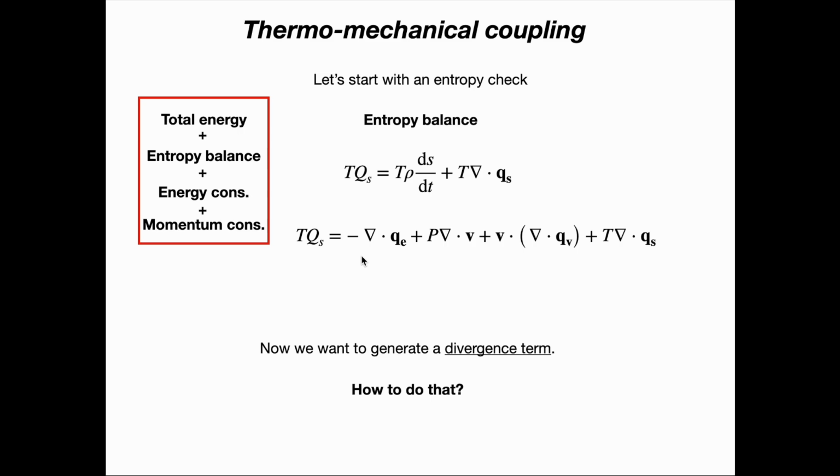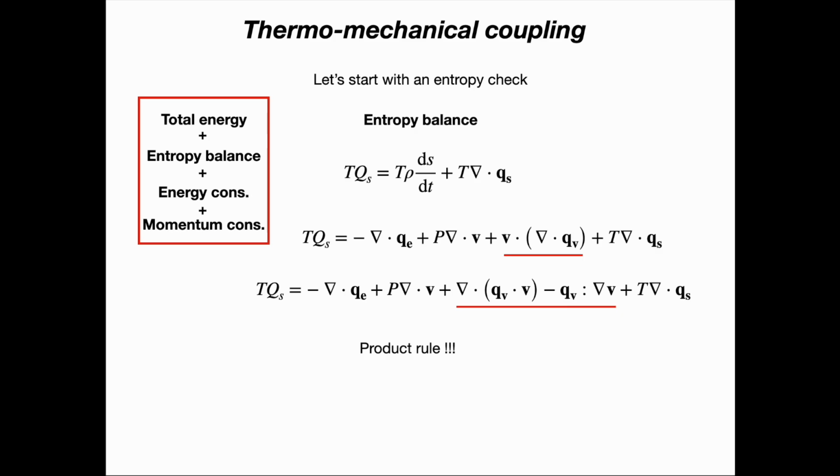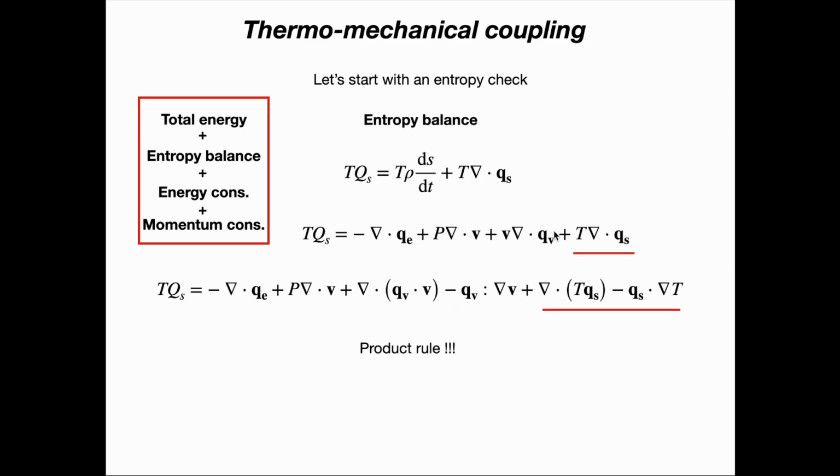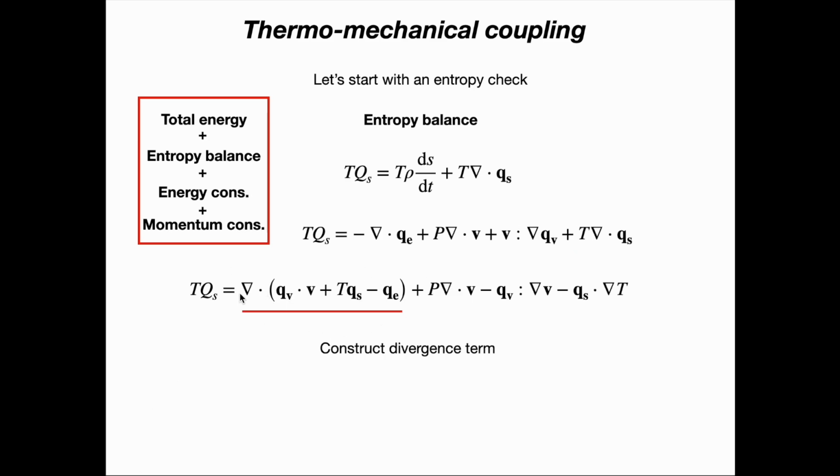And now we want to create this divergence term. So how to do that? The usual recipe. We use the product rule everywhere. We have a product. So let's start with V divergence QV. V divergence QV becomes divergence of QVV minus QV colon gradient V. Second, we apply the product rule to this term, T divergence QS. T divergence QS becomes divergence of TQS minus QS gradient T. So we have generated a lot of terms. Several of them are already divergence terms. We are going to cluster them into a single term. We have the divergence of QVV plus TQS minus QE.